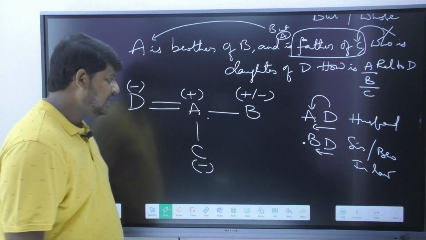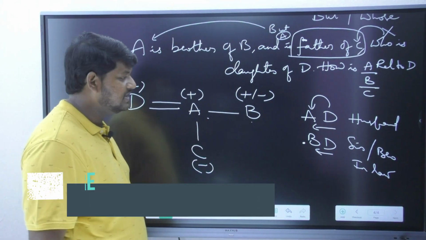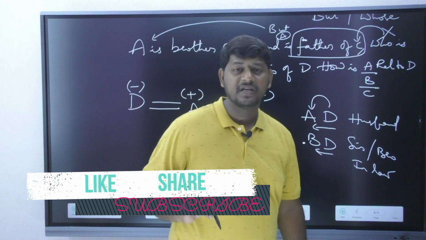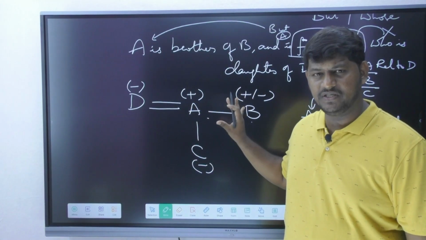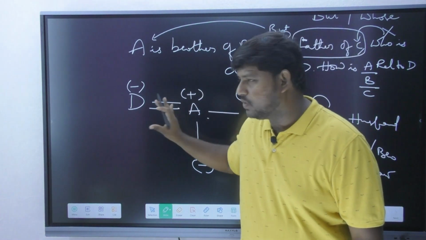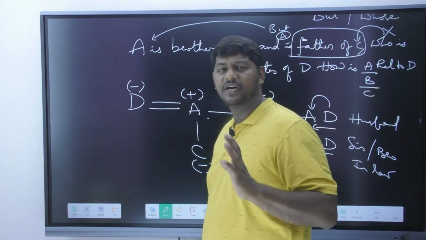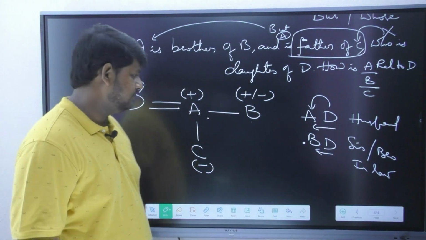No. But when you go from B's point of view, your answer is what? Definitely sister-in-law. Even though you do not have any clarity about B's gender, this person B is going to call D as what? Your brother's wife, so your answer is definitely sister-in-law. Am I clear? Now the last one.